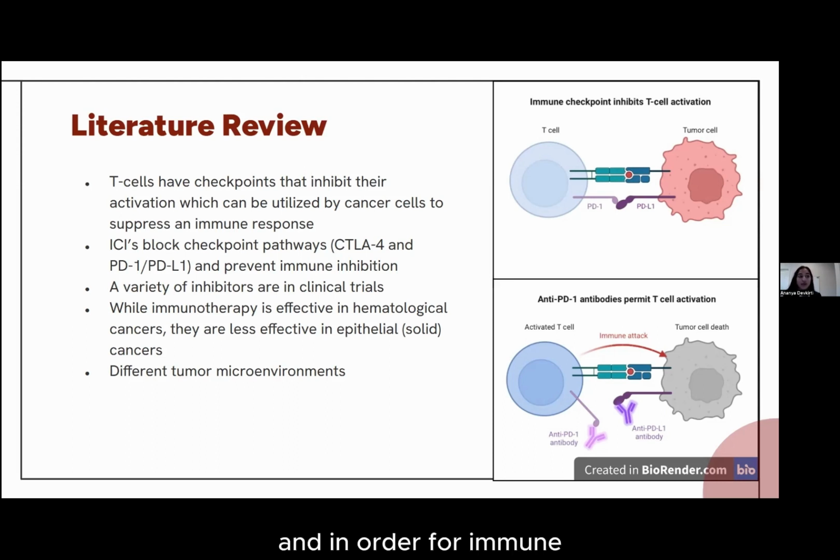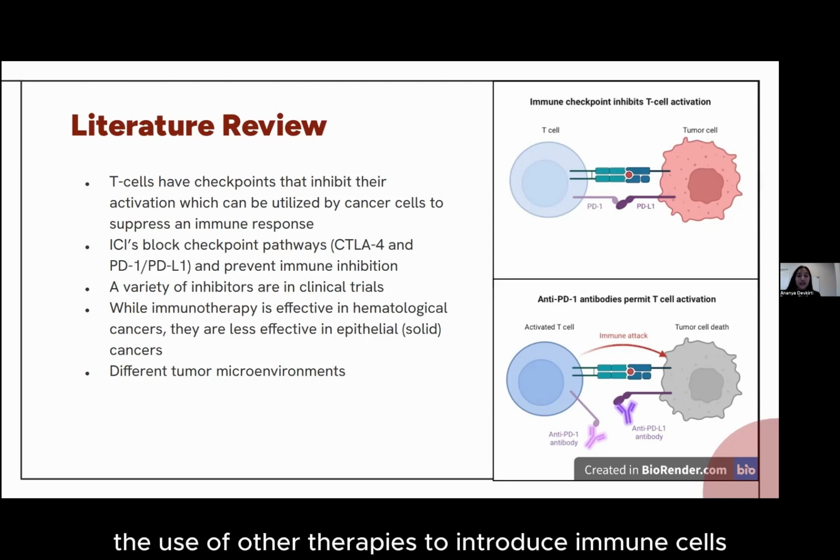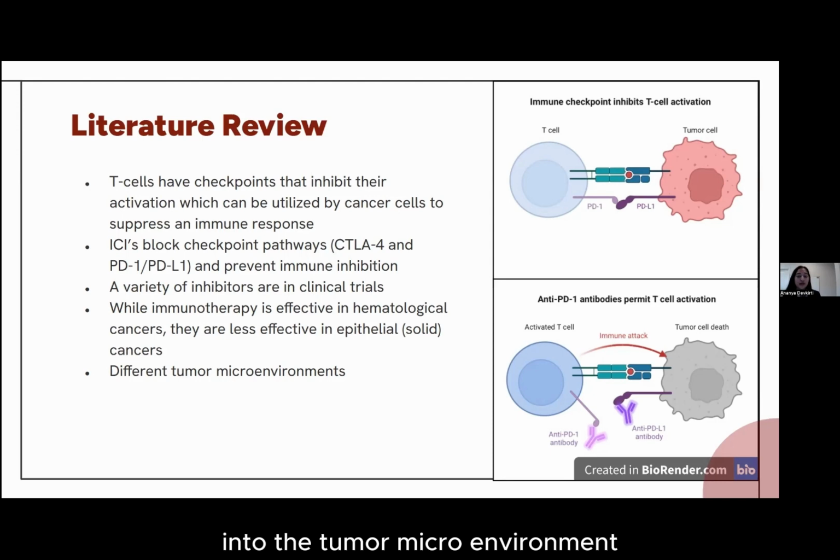And in order for immune checkpoint inhibitors to be effective, other therapies are needed to introduce immune cells into the tumor microenvironment before checkpoint inhibitor therapy is used. And essentially, the goal is to infiltrate T cells into a tumor and turn it from a cold tumor into a hot tumor to make checkpoint inhibitor therapy more effective.